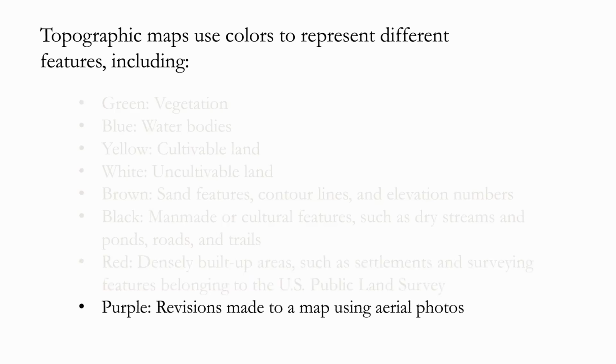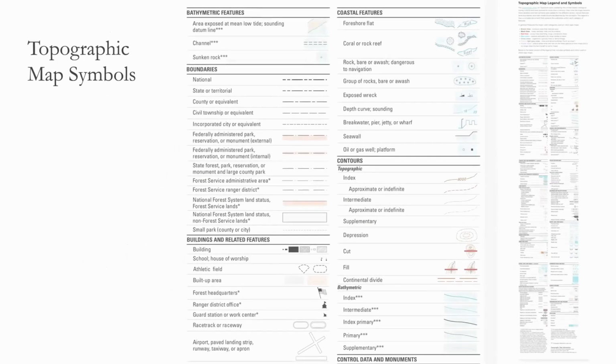And then purple is used for when they made a revision to the map using aerial photos. So you'll see these colors on the map, and they do mean something. There's a blow up. First of all, on the right-hand side, there's a long piece of a document that shows a large number of the topographical symbols and legend. And it's a good idea to get an idea of what all those little marks may mean. And this kind of document will show that kind of mark.